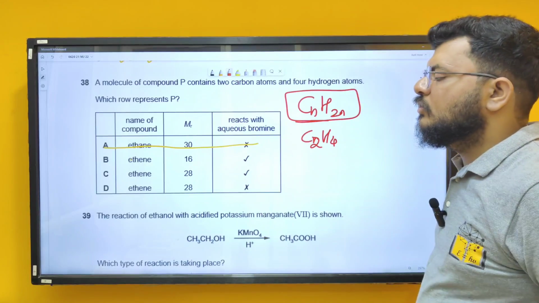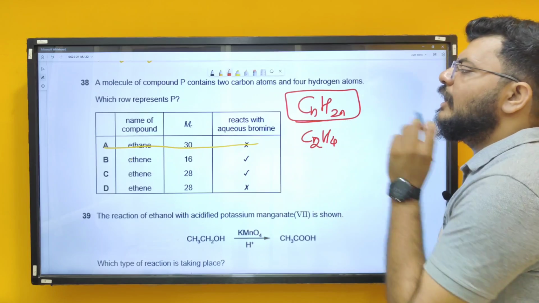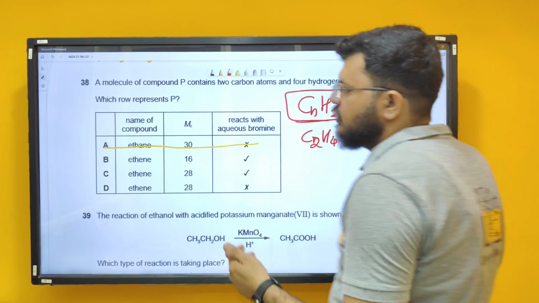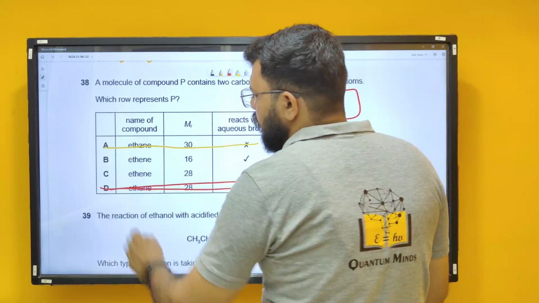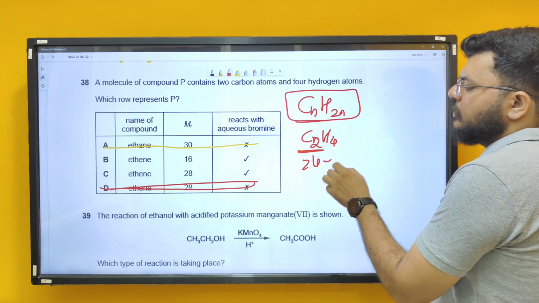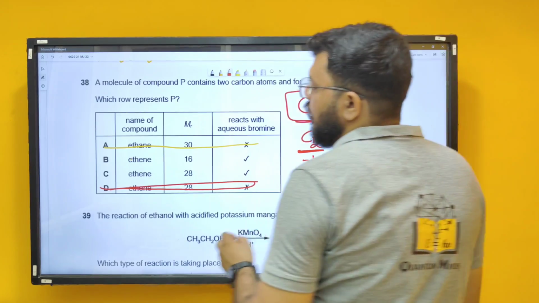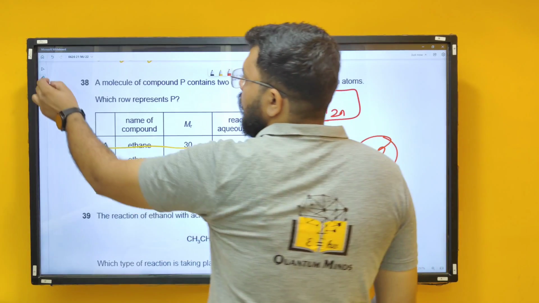Okay, so the next thing they are asking is the Mr and whether it reacts with bromine or not. Because it is ethene, it is an alkene and it must react with bromine. So option D also cannot be your answer. What will be the Mr? 12 twos are 24, 24 plus 4 is 28. So the Mr of this thing is 28 and option C is your correct answer.